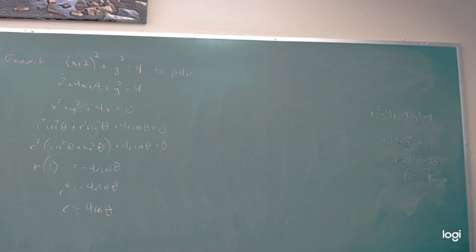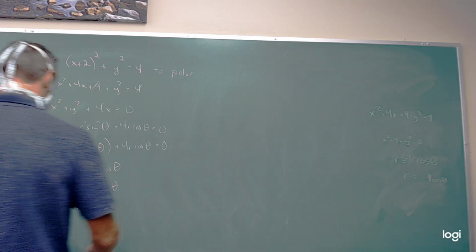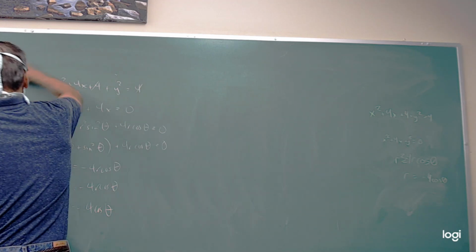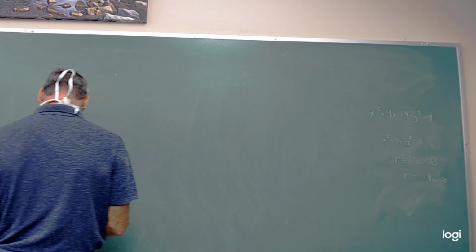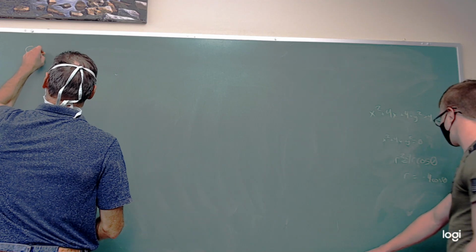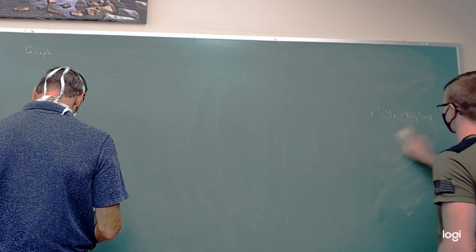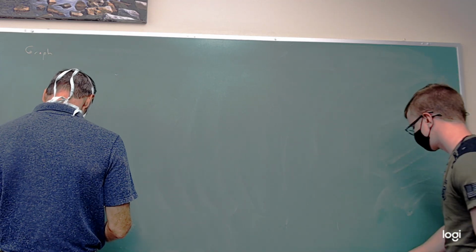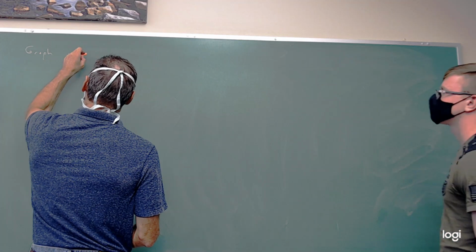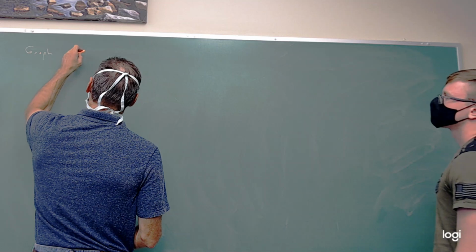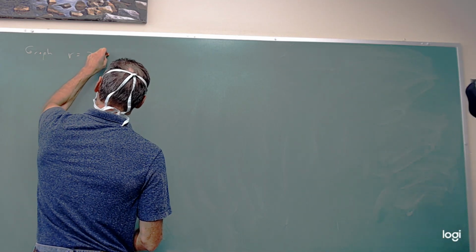Okay. All right. Let's graph. Let's see if we can graph. Let's say r equals 3 sine 2 theta.